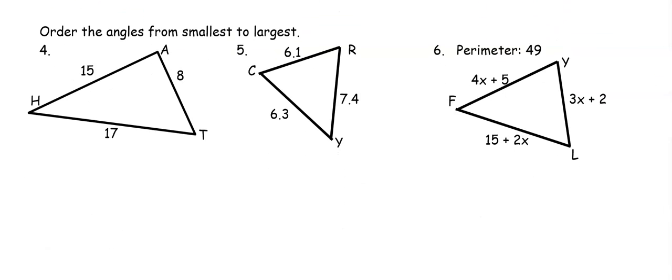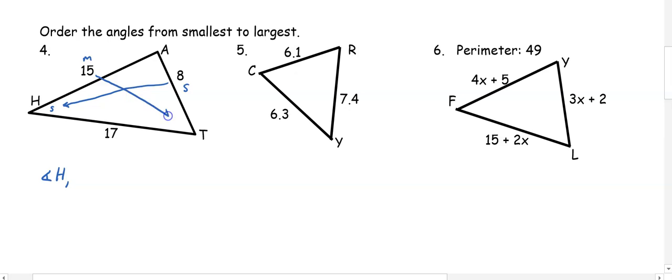Now let's switch and do angles from smallest to largest. The same principle applies here. The smallest side is across from the smallest angle. So 8 is our smallest side, which means angle H is going to be our smallest angle. 15 is our next side, so our next angle is going to be angle T. And our largest side is 17, which makes angle A the largest angle.